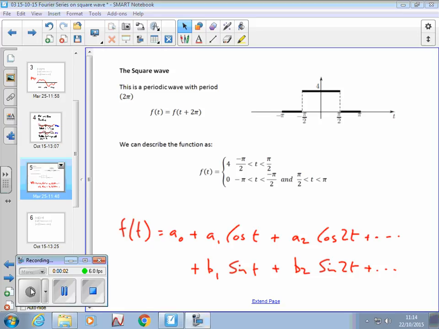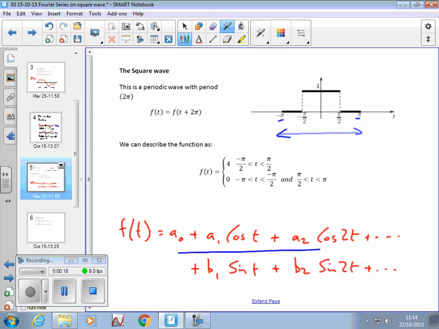Let's look at an example then of the square wave. What we're going to do is to come up with a function to describe this square wave here, which is periodic between minus pi and plus pi, and then end up with a Fourier series here to represent that function.